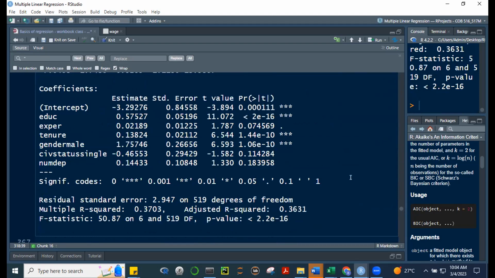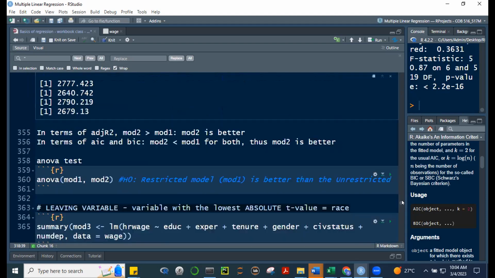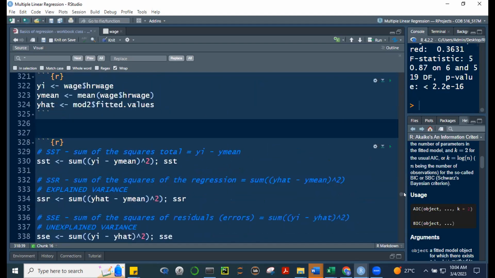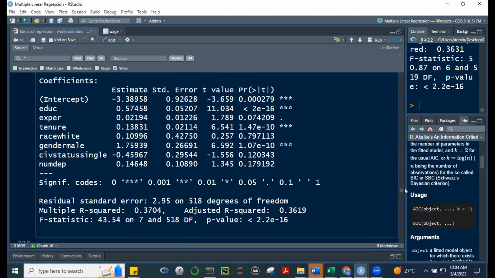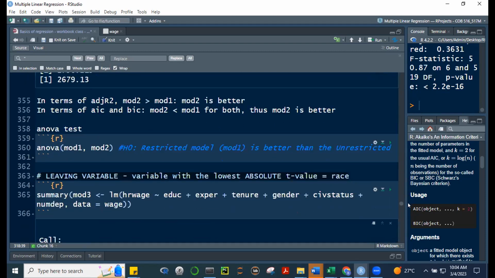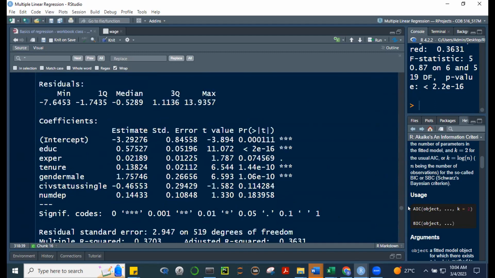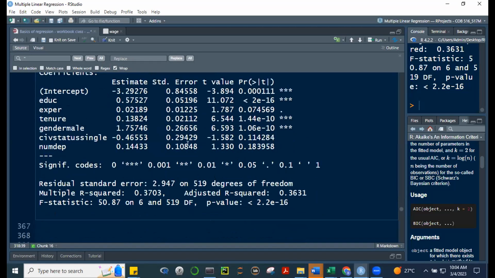So if you compare, were there changes as far as the estimate is concerned? Okay, there were no changes. No change. All right.